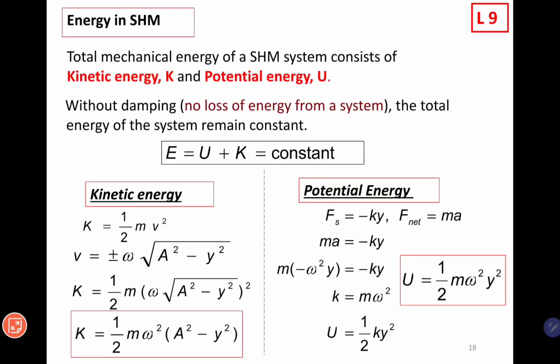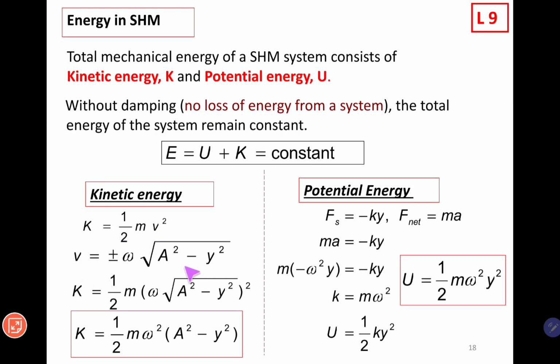Okay, so let's discuss the energy that we have in our simple harmonic motion system. Energy in simple harmonic motion, what do we have now? The total mechanical energy of a simple harmonic motion system consists of two parts, which are kinetic energy, K, and potential energy, U. Without damping, or if there is no loss of energy from the system, the total energy of the system remains constant, or we are talking about the conservation of energy. Okay, so the total energy, U plus K, is still constant, or total E initial equals total E final. Okay, so the equation of kinetic energy is K equals half mv squared.